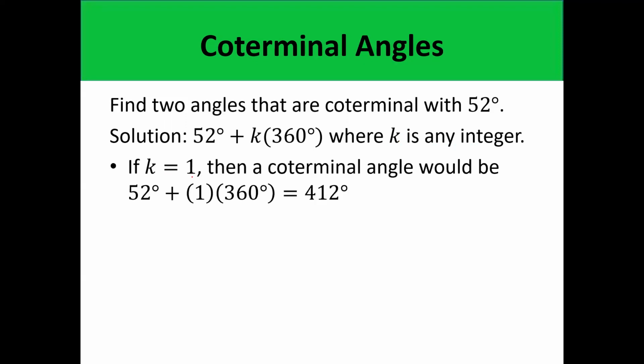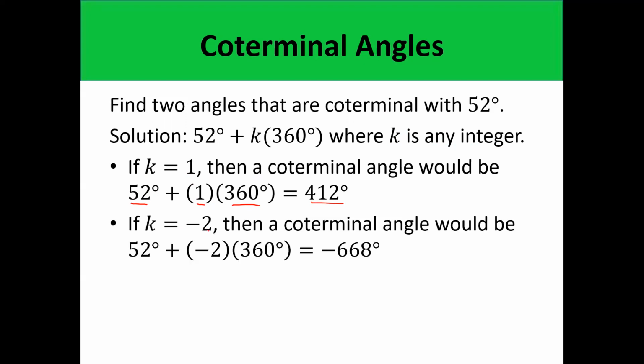So if k is equal to 1, then a coterminal angle would be 52 degrees plus 1 times 360 degrees, and we have 412 degrees. And then if k is equal to negative 2, then a coterminal angle would be 52 degrees plus negative 2 times 360 degrees. Now we can also write this as 52 degrees minus 2 times 360 degrees, and that will give us negative 668 degrees.